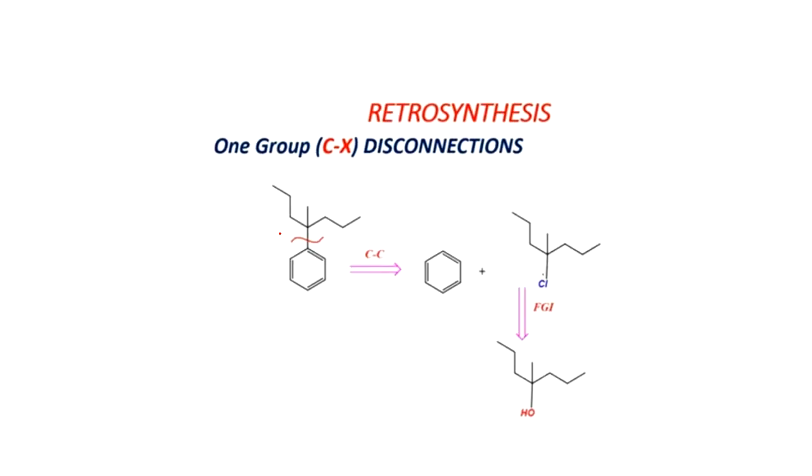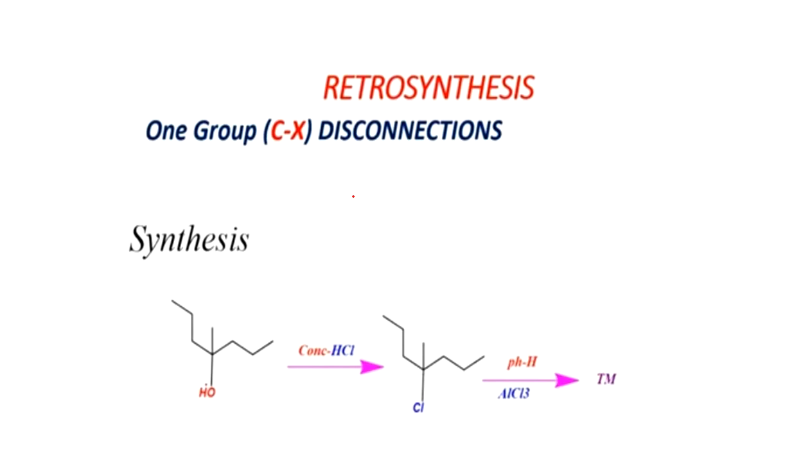So in the first step of the retrosynthesis, we do a disconnection of this compound through this bond. After that we get a fragment. On the fragment we do FGR, functional group replacement. After that the next step is the synthesis.